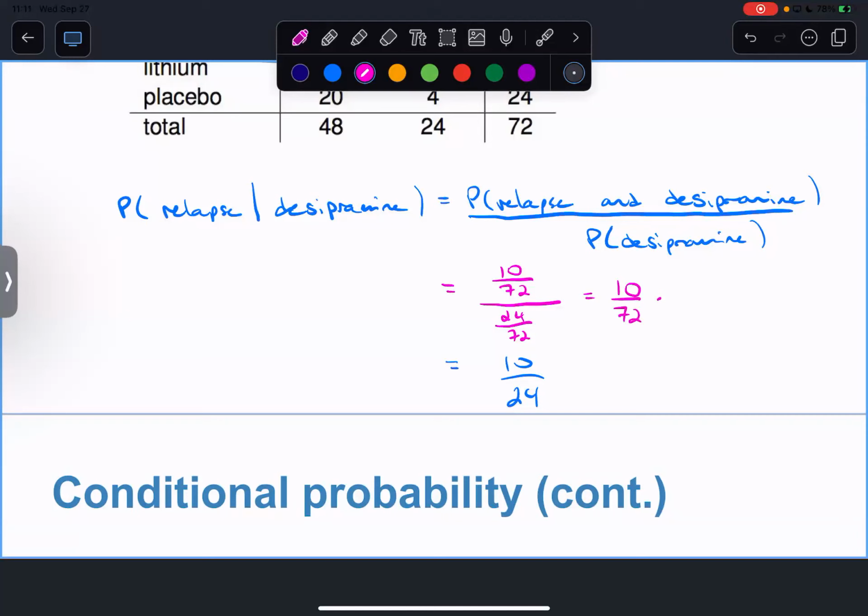How do I deal with a fraction over a fraction? I have to flip the denominator and multiply, right? Flip and kiss. And so now I like to take my fingers and actually put one on the 24 and one on the 72 like this, and then I flip it. Otherwise, I have a hard time seeing it. 72 over 24, but 72 divided by 72 goes to 1, so that's why I'm left with 10 over 24.